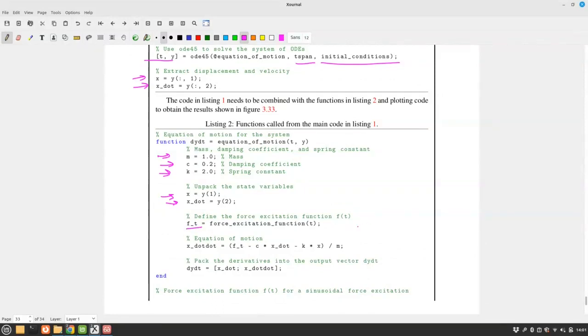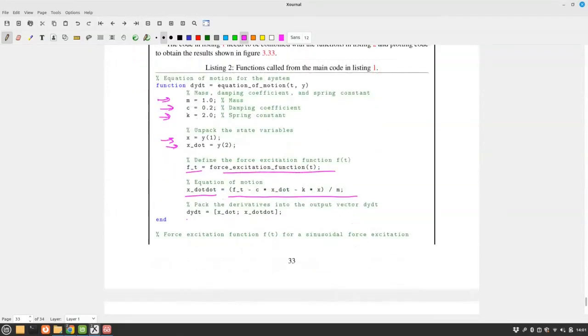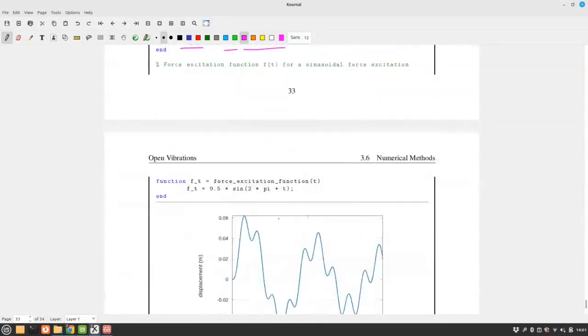And F of t is the forcing excitation. And that's our forcing excitation function F. And then x double dot of t is just our equation of motion rearranged, so x double dot is on the left side, because we don't write the MATLAB rules, right? We just have to follow what's given. And then we have dy dt equals x dot, x double dot, and we unpack our variables.